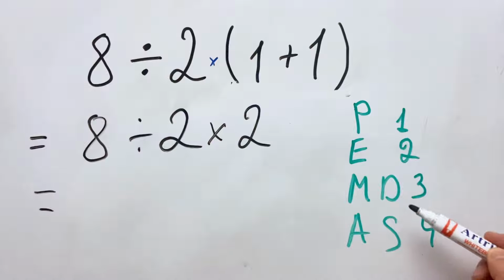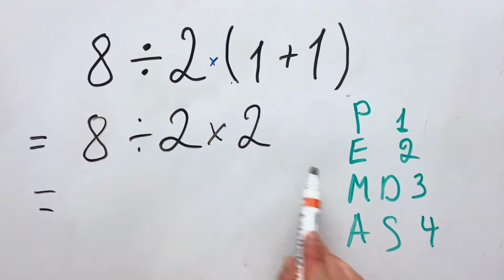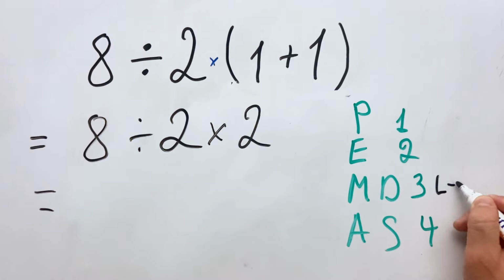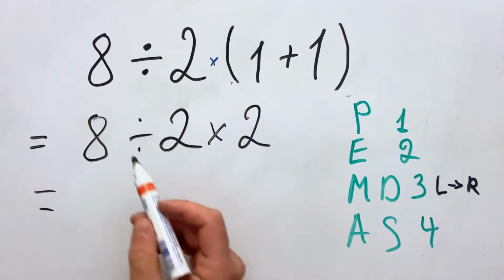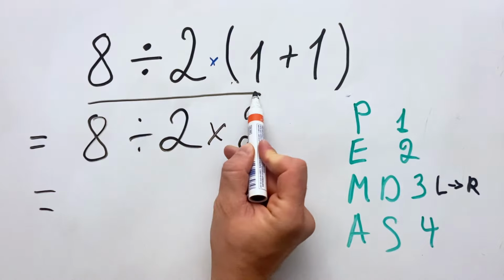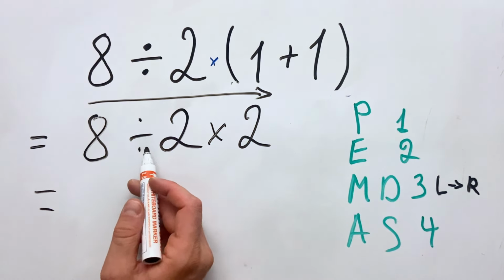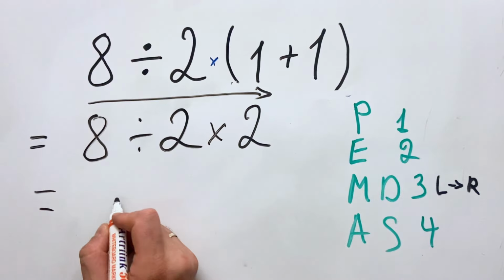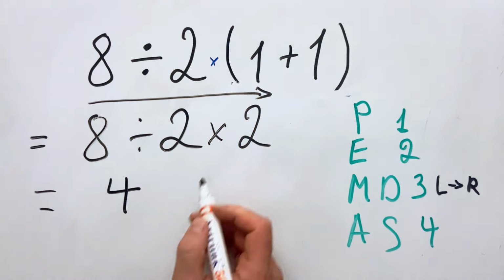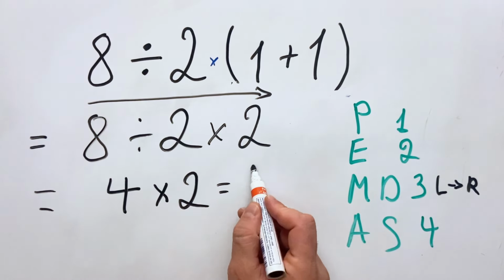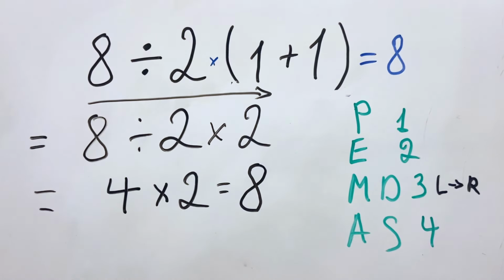Now we have multiplication and we have division. We know that the order is left to right. So in this case, we'll start from the left and go to the right. So first we do the division. So we have 8 divided by 2 equals 4. And we multiply by 2 and the answer is 8.